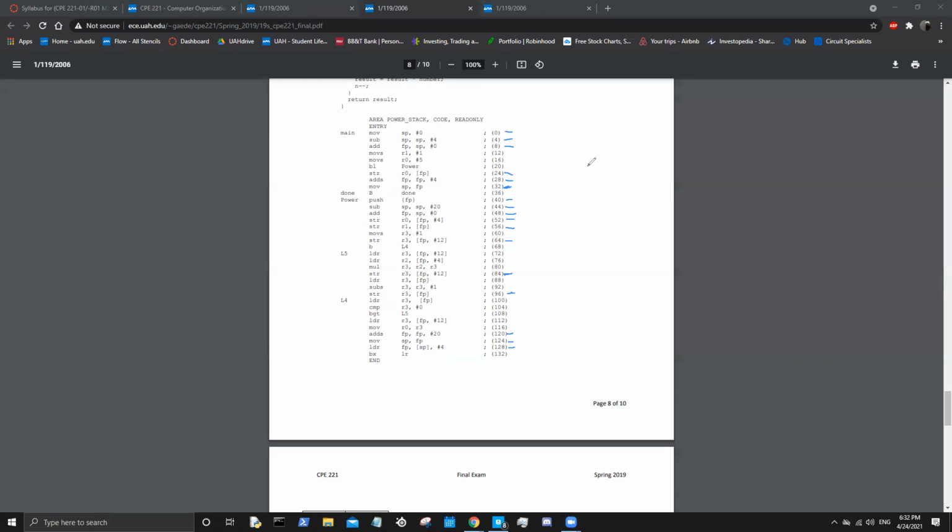So that's more of a function thing. While it can help with the stack, branch linking and BXLR and stuff like that is primarily used for functions. So in this instance, power is a function technically, since we're using BXLR. It's just a function that has other loops, the L5 and the L4 loop in it. All right, so that's that.